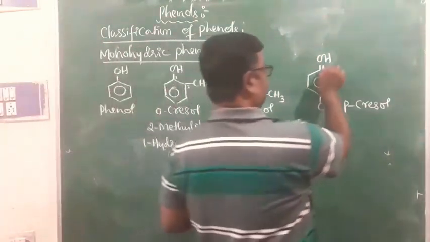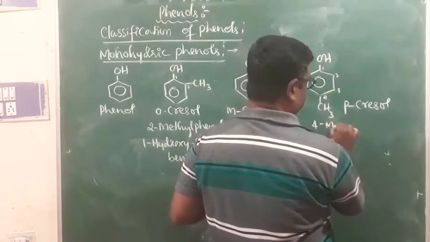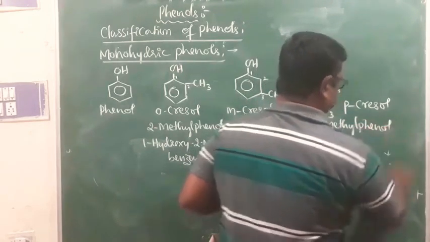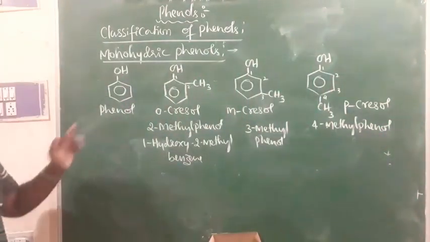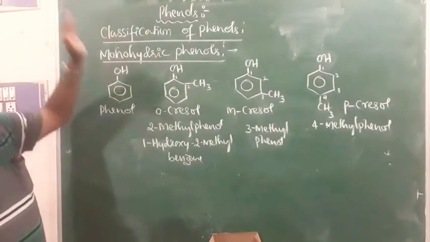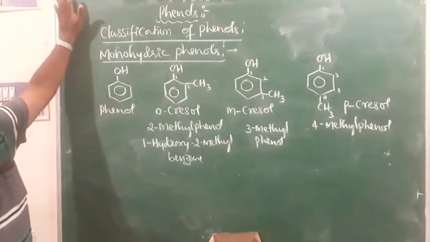And it will be 1, 2, 3, 4. It will be 4-methylphenol, the IUPAC name of this compound. So these are common names as well as IUPAC names, and all these compounds come under what we call monohydric phenols.